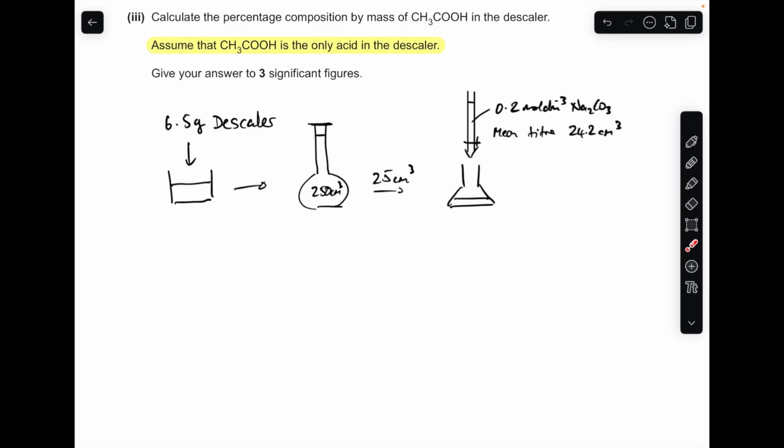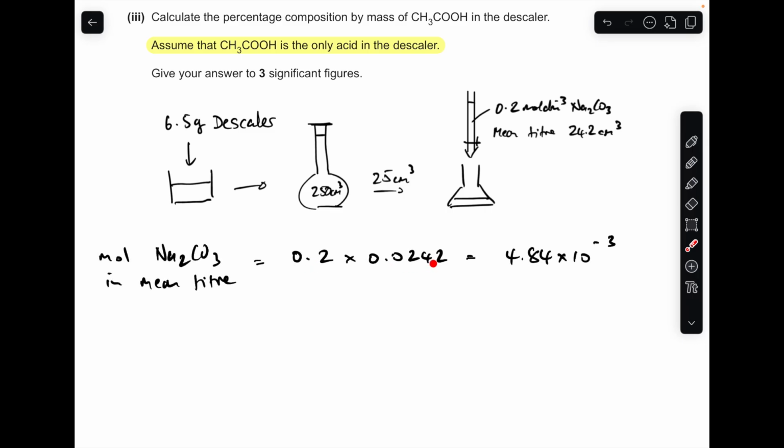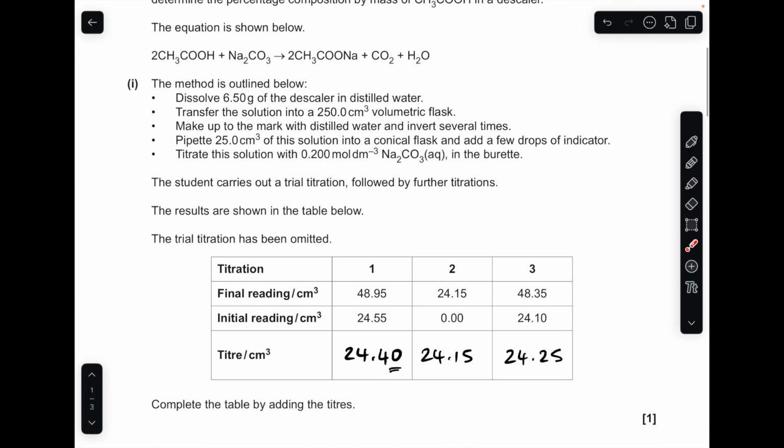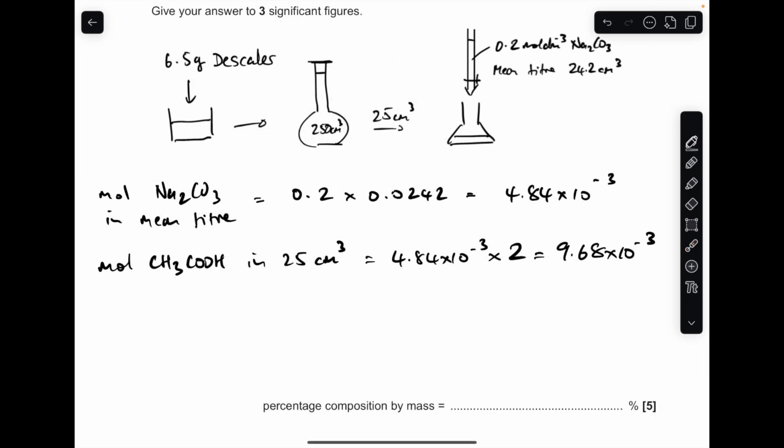Okay, so the first thing we're going to do is work out how many moles of sodium carbonate were in this mean titer. So that's obviously concentration multiplied by the volume, but we have to have it in decimeters cubed. So we've got that many moles of sodium carbonate in the mean titer. We're now going to use the mole ratio in the equation. So we'll just get back to the equation. There it is there. So we know the moles of sodium carbonate, so we're going to double to get the moles of ethanoic acid that were in that 25 cm cubed used in the titration. So that's coming out at 9.68 times 10 to the minus 3.